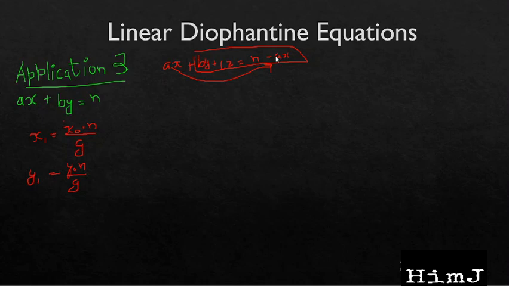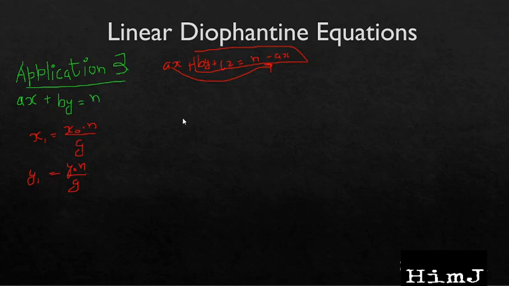So one possible good guess for x can be the LCM of a, b, and c, because GCD of b and c will divide n, as well as a times x. So this is one of the possible good guesses. There can be many. You can try to think of some others as well.